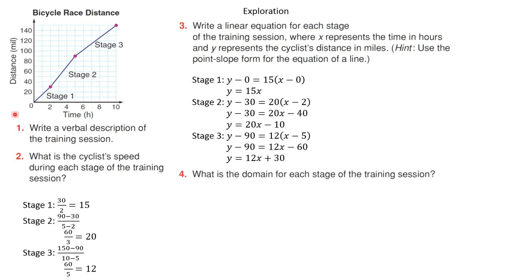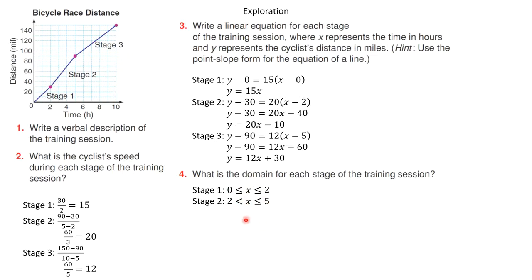What's the domain? The domain's the x-axis. So the first stage, we're just from 0 to 2. So 0 is less than or equal to x is less than or equal to 2. Second stage is from 2 to 5. So 2 is less than x is less than or equal to 5. You might be thinking, wait a second, this one's just less than, but the rest of them are less than or equal to.